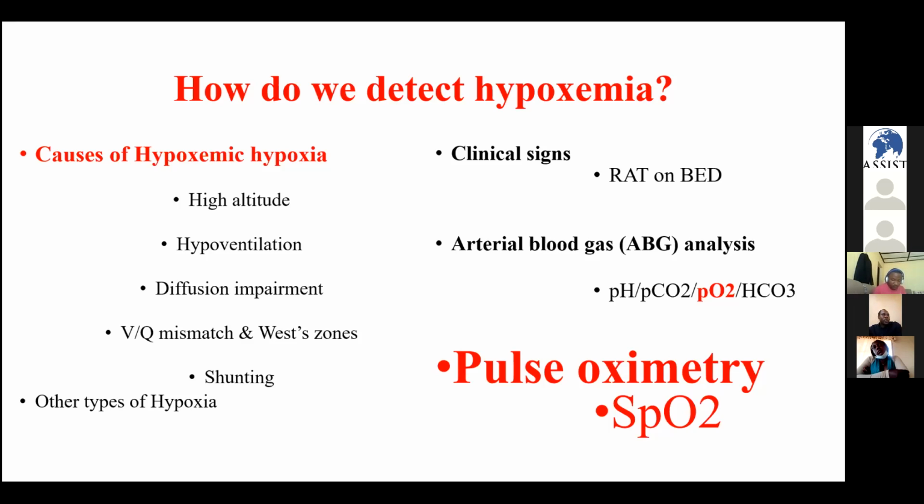We can also rely on arterial blood gas to detect hypoxemia, but generally in the emergency department, in pre-hospital settings, and ICU settings, pulse oximetry is the one we commonly use to detect someone's oxygen saturation, abbreviated as SpO2. Next slide, please.